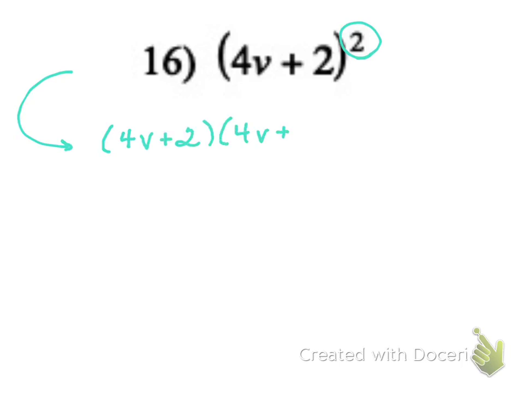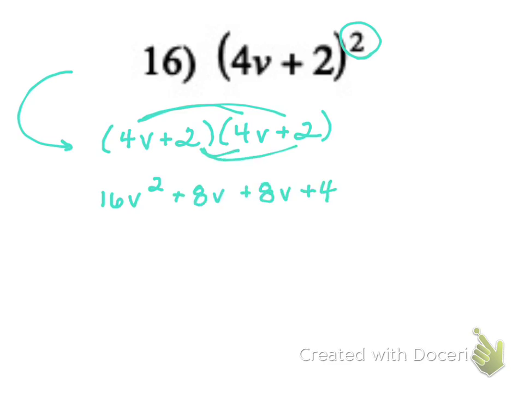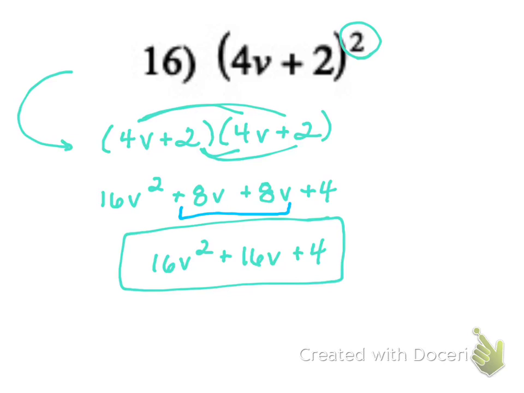Anytime I have something in parentheses squared, that means I need to multiply it by itself twice. So I rewrite it and then distribute the 4v to both sides, or both parts of my parentheses. Then do the same thing with 2. Then I need to combine like terms. I don't have any other v squareds. I combine those 8 v's in the middle to give me 16v, and then the 4 at the end. And that's my final answer.